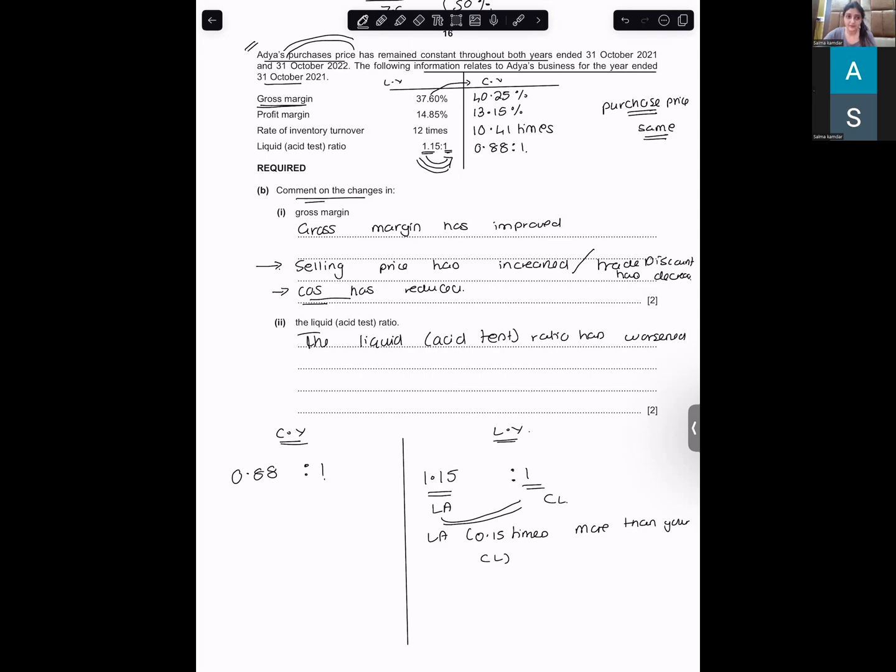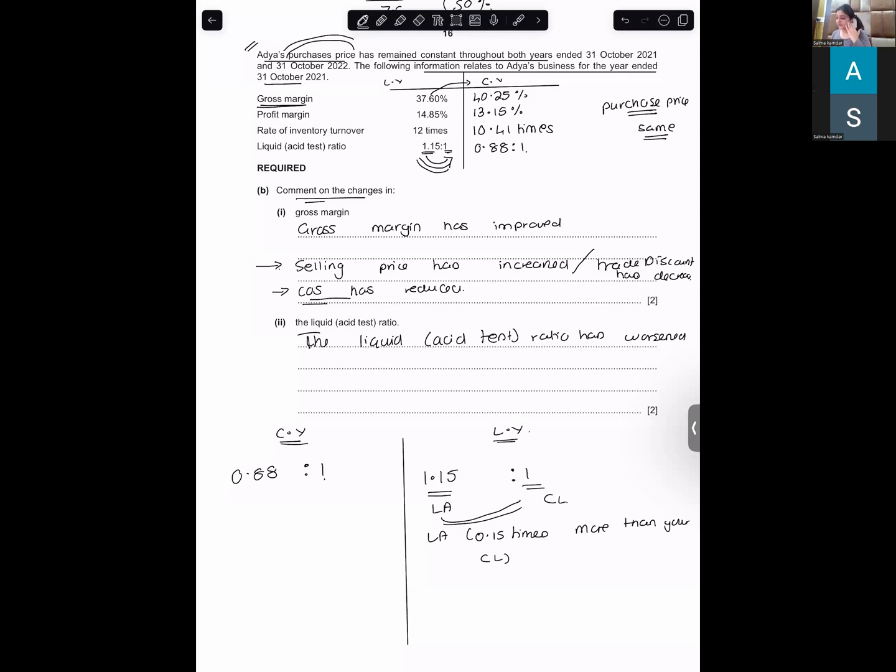It is because the... Miss, you're muted. It has worsened. What is the meaning of this? It could be because the current liability has increased or the current assets has decreased. Okay, current assets has decreased.